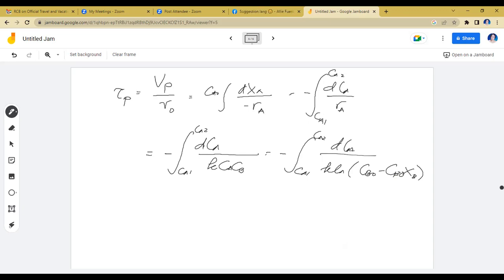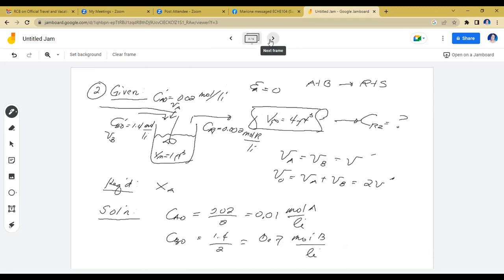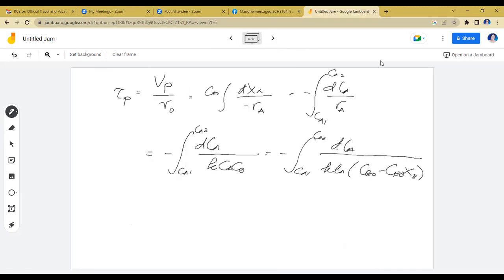So we'll leave it for now as an equation. We don't have any equation number here yet. So we're going to go back to that. Okay, we have one here. So this would be our equation two already. So equation two, that's your tau P expression. We're going to go back to this because we need to represent this in terms of CA. So how is it going to be?